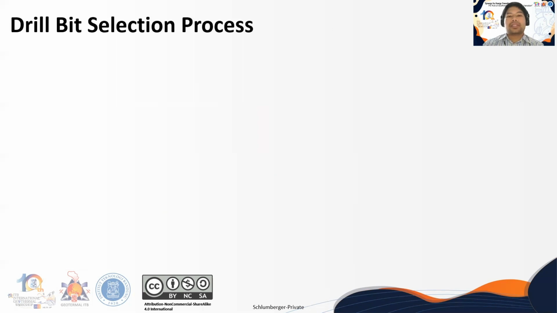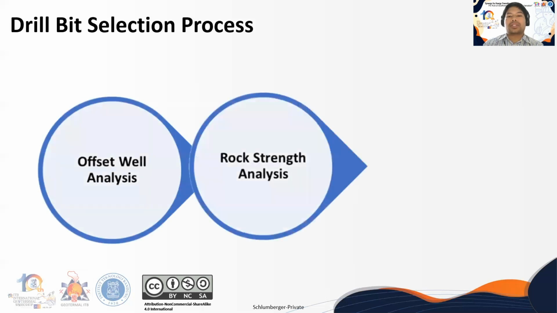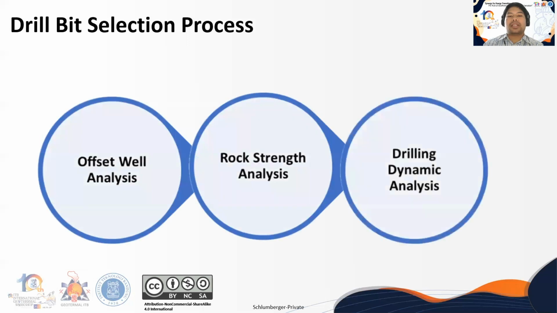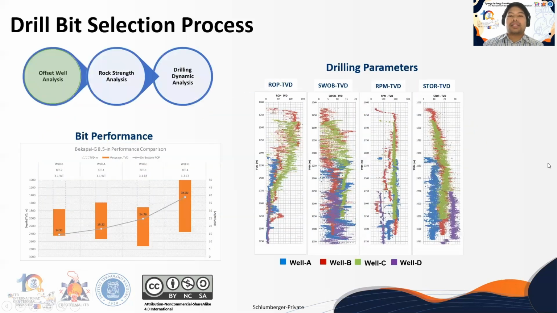There are several steps that are commonly used to do proper bit selection before drilling a well. The first step is usually offset well analysis, continued with the rock strength analysis, and then finally drilling dynamic analysis. For offset well analysis, the condition of the bit used in the previous well, indicated by the bit grading, can tell a good story of what exactly happened to the bit downhole. And from the analysis, the same or a different bit can be considered for the next operation.